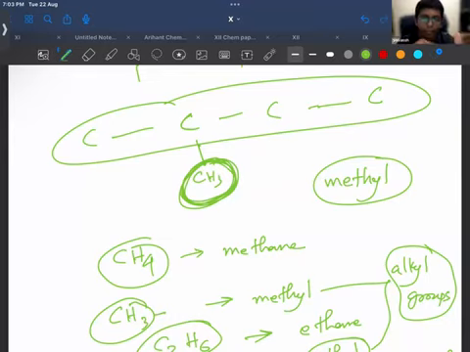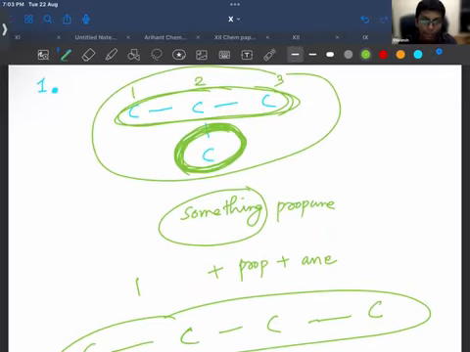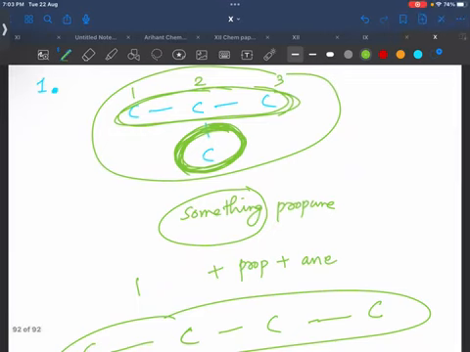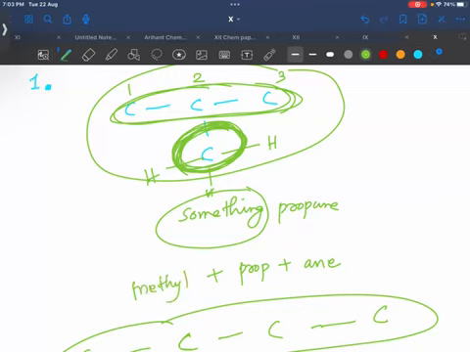Now why would the substituent on that one be methyl? It has to be CH3, right? Because the carbon is linked to 3 hydrogens. I thought you knew that. Okay, CH3. It's understood. So CH3 is methyl, right? Yes, I forgot. So it is methyl. Okay? So it's methyl propane. The name of this compound is methyl propane.